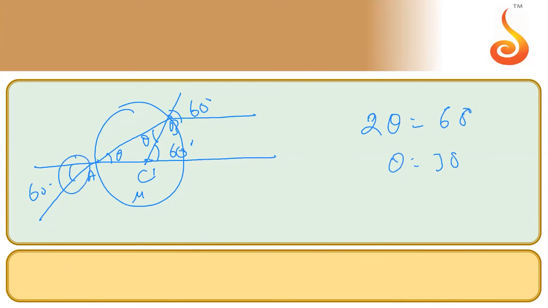I know the exterior angle, I know the interior angle. Can I find out the refractive index? Yes, I am right there at the answer. 1 into sine 60 is equal to mu into sine 30.